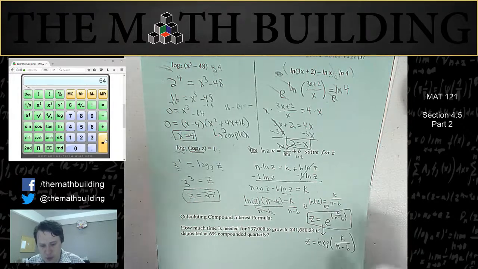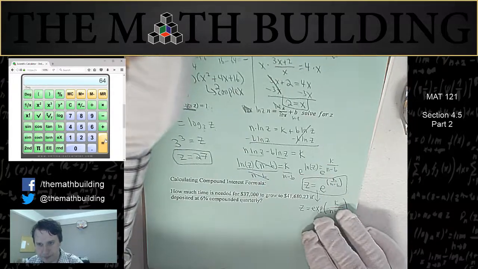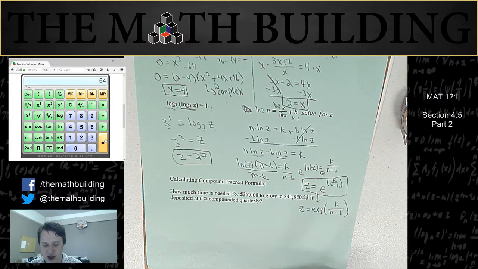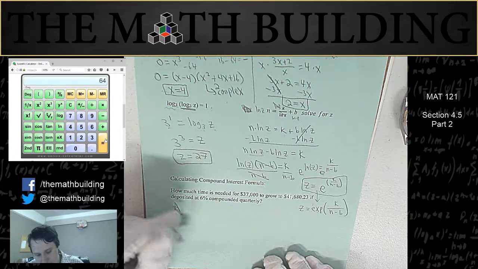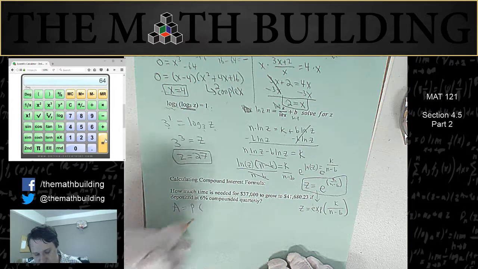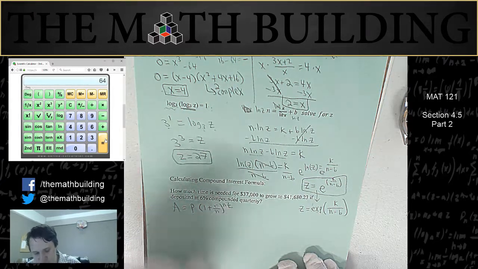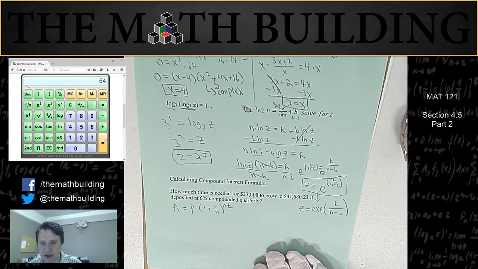Can you hang out for one more minute? Let's do this last one. How much is needed for 37,000 to grow to 41,680.23 if deposited at 6% compounded quarterly? Hopefully you remember the compound interest formula, which I will write again for your convenience. P times 1 plus r over n to the nt.